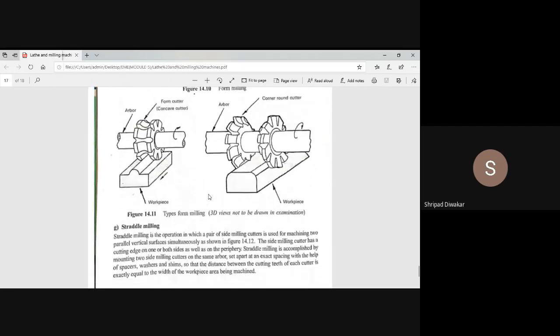And one more is that types of form milling, not only the angular surface, such kind of angular surface is also possible in case of milling machine. So this is also like the formation of angular milling only.